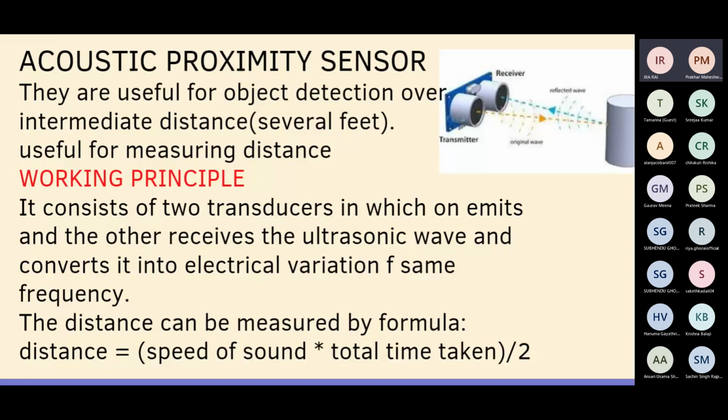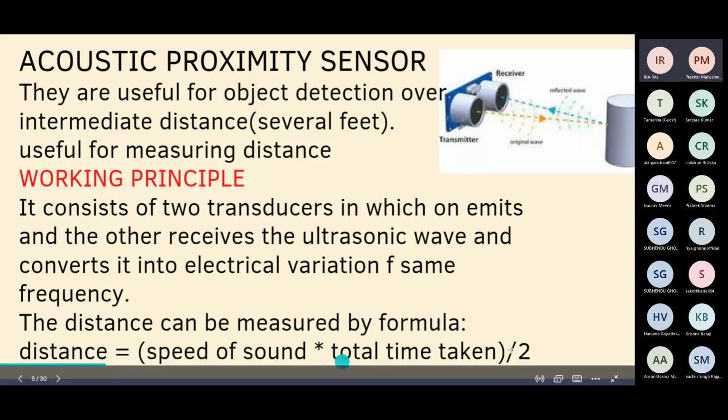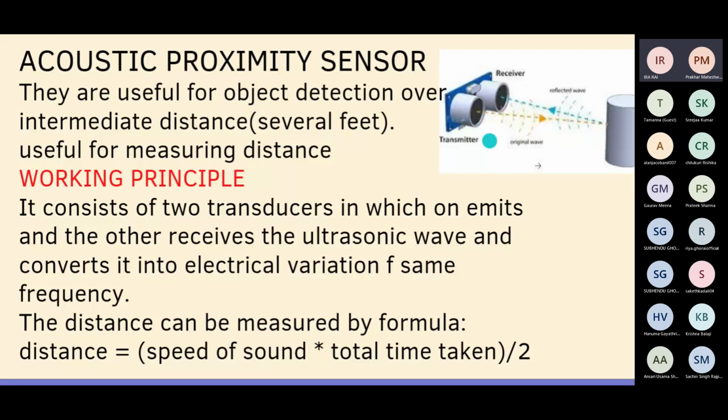So, acoustic proximity sensor, or ultrasonic. As you can see in this image, this is an ultrasonic sensor. They are useful for object detection over some intermediate distance, some feet. They're also useful for measuring distance, because it can calculate the total time taken, and the distance can be calculated by this particular formula, that is speed of sound times total time taken divided by 2, because the pulse goes and comes back. So the distance is 2 times.